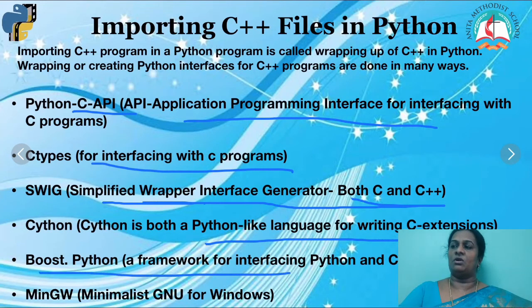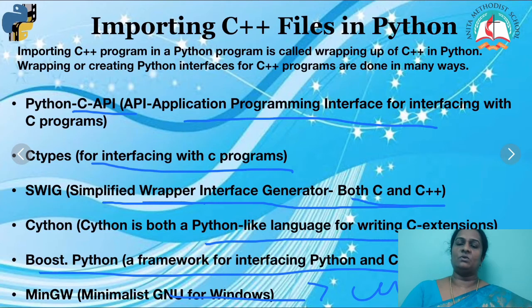And Boost.Python. What is Boost.Python? It is a framework for interfacing Python and C++. And the last one is MinGW, Minimalist GNU. GNU is one kind of compiler that we use for a Windows program. So these are the different ways that you can import C++ programs or files into Python: the API, ctypes, SWIG, Boost.Python, and MinGW.